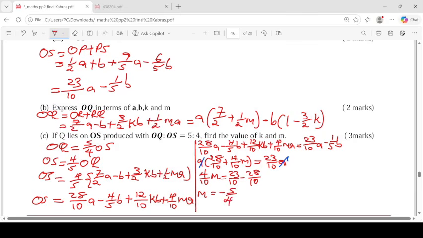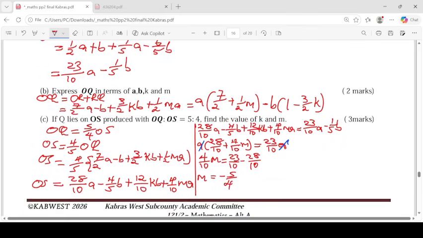From this execution, you'll be getting the value of M as negative 5 over 4. Then how do we get the value of K? To get the value of K, I'm trying to see where we can replace it easily. To get K also, I'll equate those with B's now.